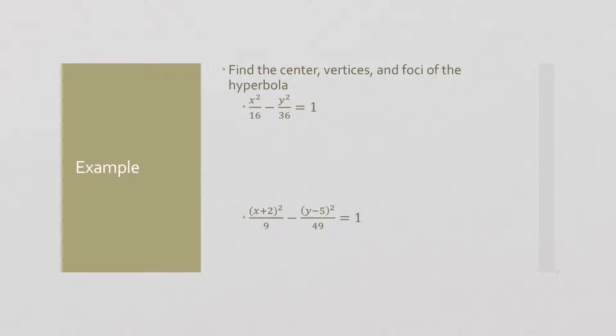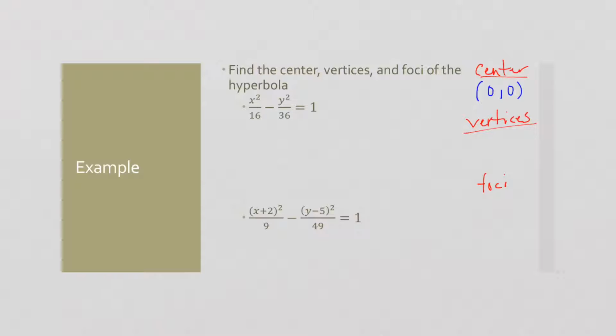So, find the center, vertices, and foci of the hyperbola. Center, vertices, and foci. So first thing I need to find is my center, and that's my h comma k still. And so for our first example, because I'm not adding or subtracting anything from x, my center is 0, 0.